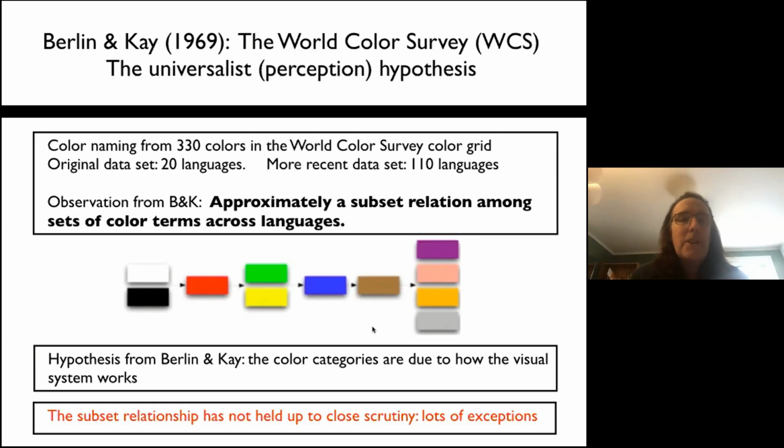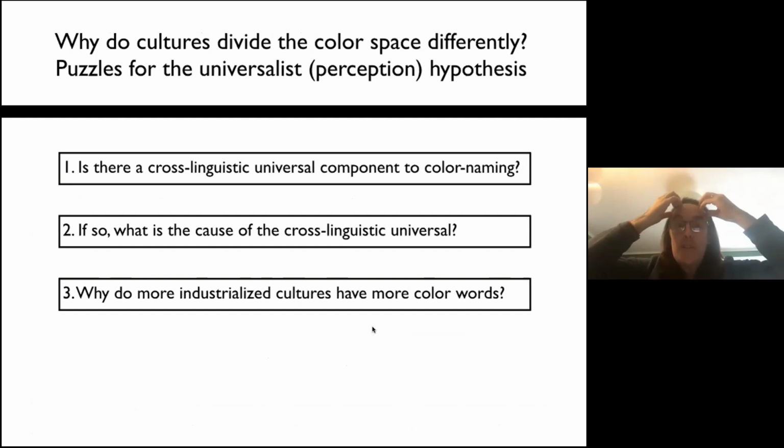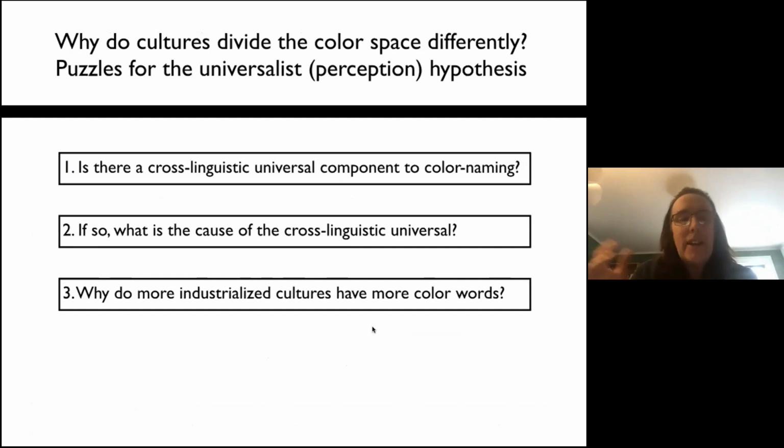So what I want to do here, there's three questions we sort of started with. Is there a cross-linguistic universal component to color naming? And the answer is going to be yes, but it's not the one that Berlin and Kay were saying. And if so, what is it? I'm going to tell you it's just that warm colors are easier to name than cool colors. And then why?